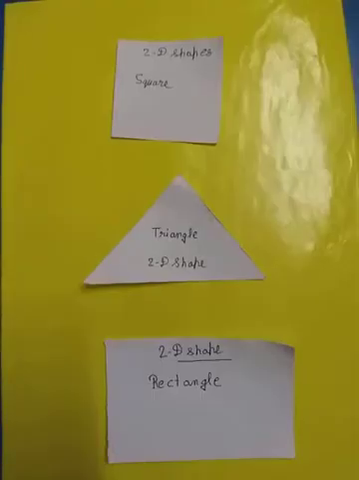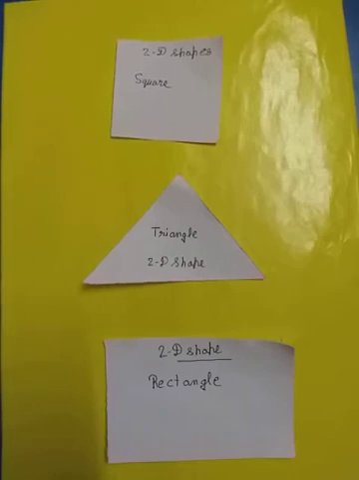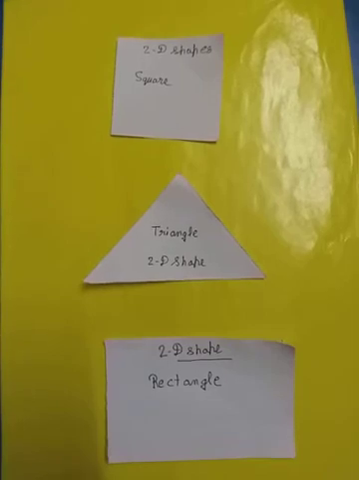First, we study 2D shapes. What is the meaning of 2D? The full form of 2D is two-dimensional. Two-dimensional means in 2D shapes we have length and breadth. How? Let's see.